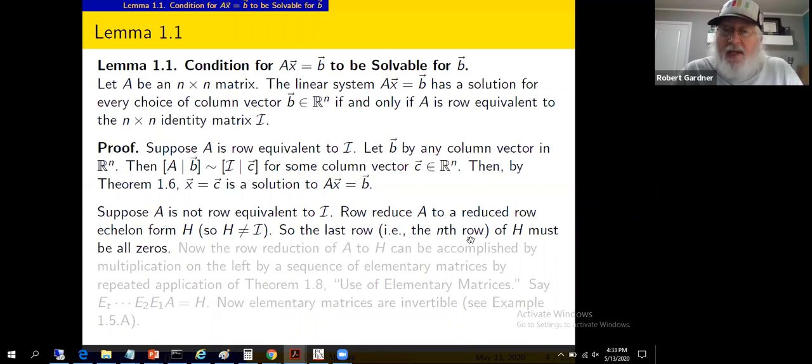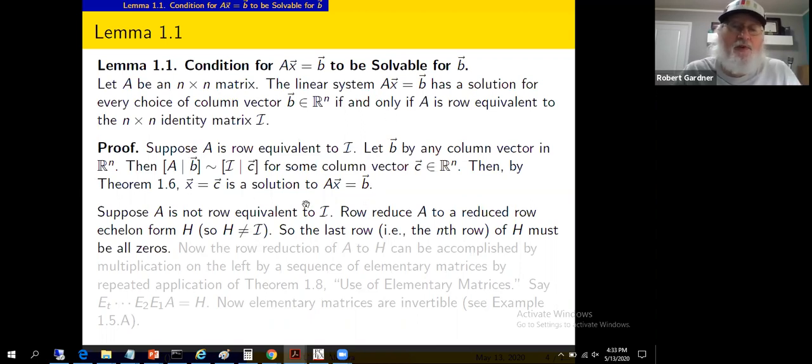The last row, the nth row of this matrix, must be all zeros. Somewhere in there, there must be a row of all zeros. There's a pivot-free column as a consequence. Being in a reduced row echelon form means you put that row of zeros at the bottom. So I know that last row of matrix H must be all zeros. We're going to use that idea to get a contradiction in an associated system of equations. We're going to get 0 equals not 0 somehow or other. We just have to find the right vector to put in for vector B in the system of equations AX equals B.